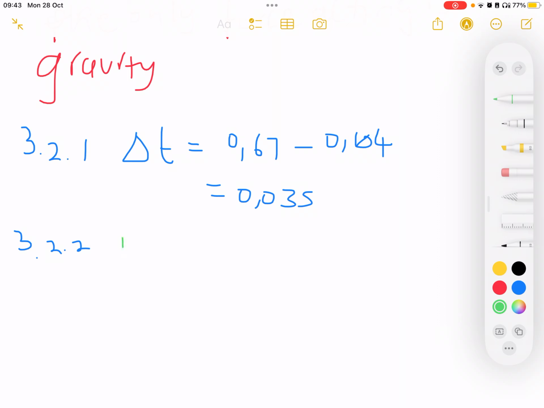So at 1.9 minus 0.67, that is your time it took for it to get back to the ground, right? So delta t here would be, let me say 1.9 minus 0.67 would be 1.23 seconds.